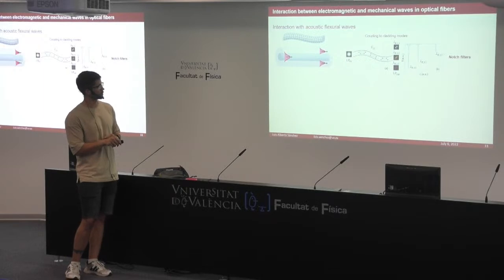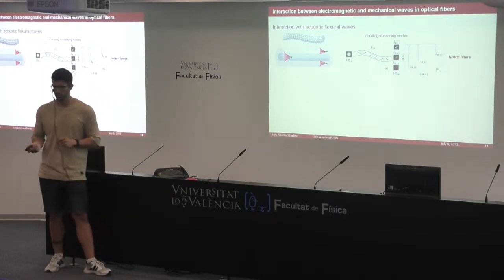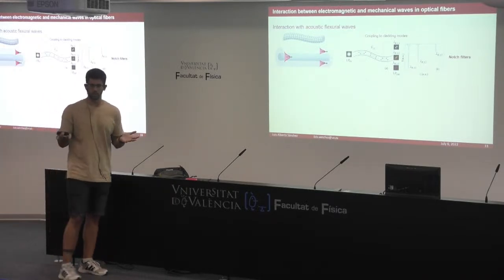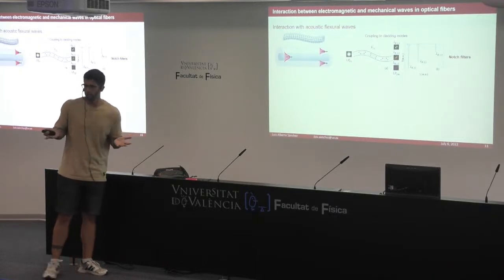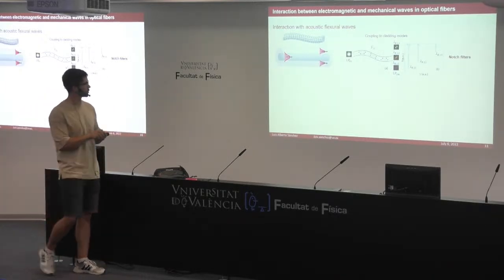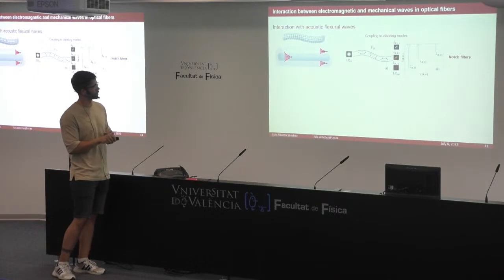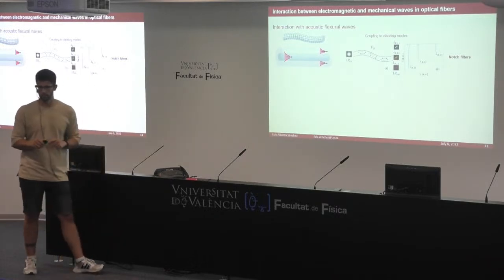So we can fabricate notch filters or Rayton filters. Let's say that you don't want a given frequency of light. You can tune the frequency of the mechanical wave and reject that wavelength.